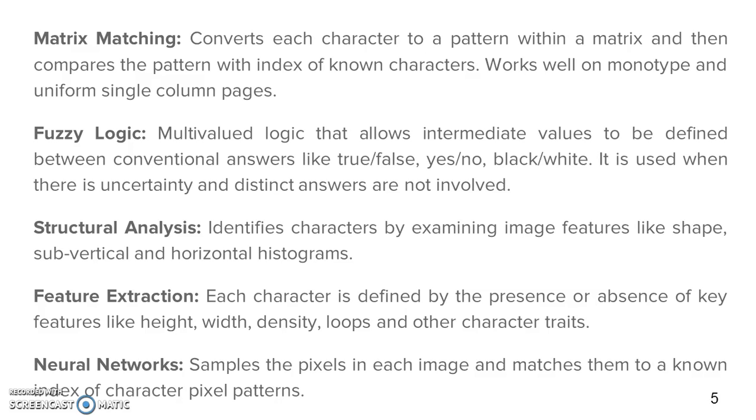Next we come to structural analysis, which identifies the characters by examining features like shape, and vertical and horizontal histograms. Then there is feature extraction, in which each character is defined by the presence or absence of certain features, developed on the basis of a lot of research. For example, there is height, width, density, and other character traits. Lastly, there are neural networks, in which a sample of the pixels in each image is matched to a known index of character pixel patterns, and this is very upcoming research.